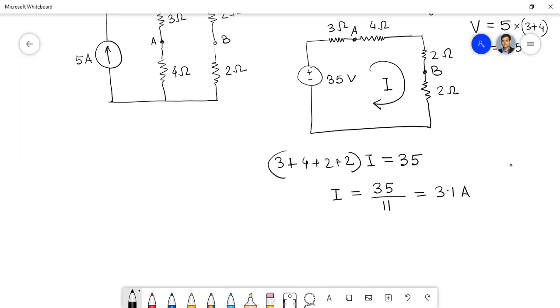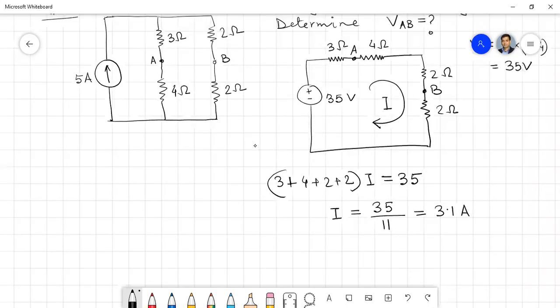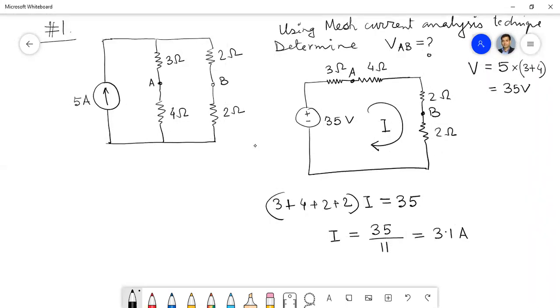Excuse me, sir. In the first diagram that you drew, the 3 ohm and 4 ohm resistances are in series, and the 2 ohm and 2 ohm resistors are also in series. But after we get the two equivalent resistances, those two resistances are parallel now. No. Actually, what we are doing is taking this combination. We are taking this combination, suppose this is a black box. We have taken this combination.